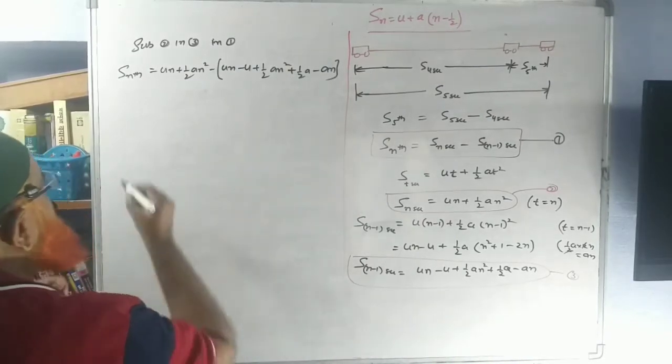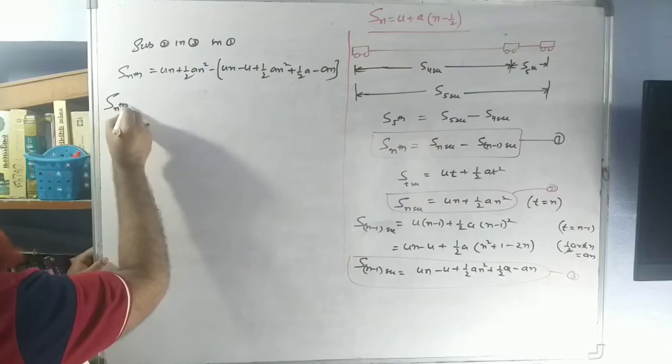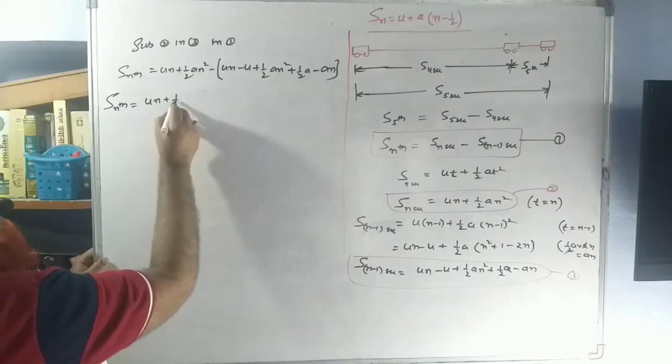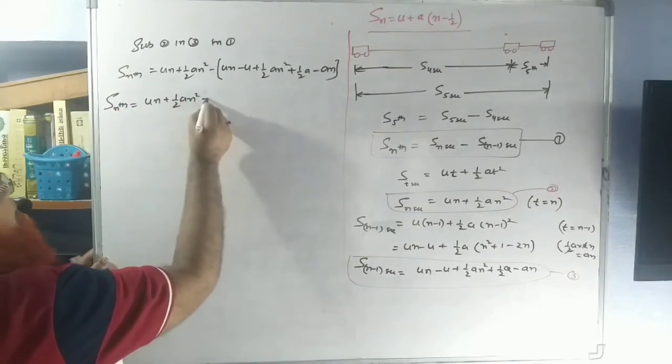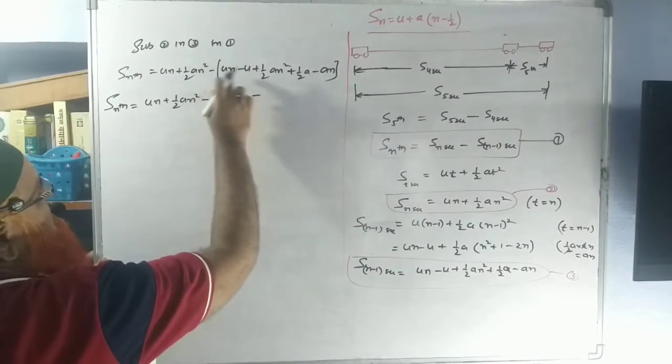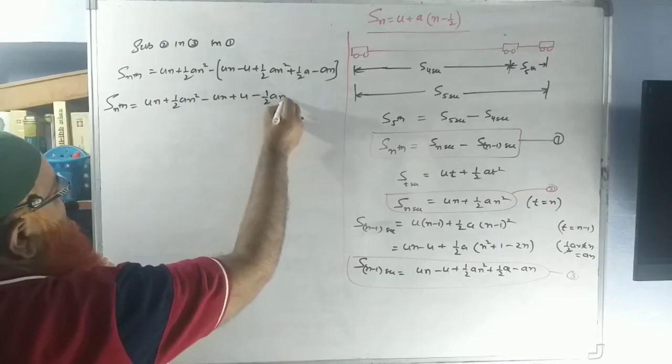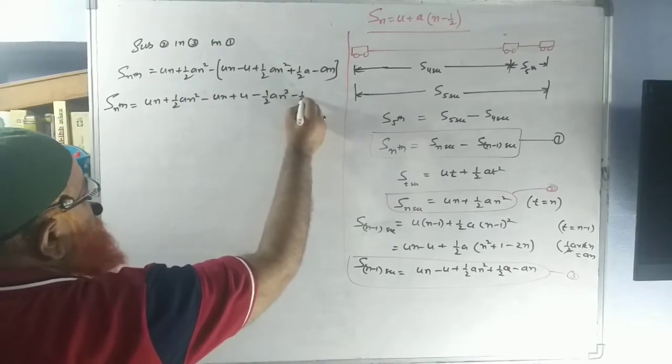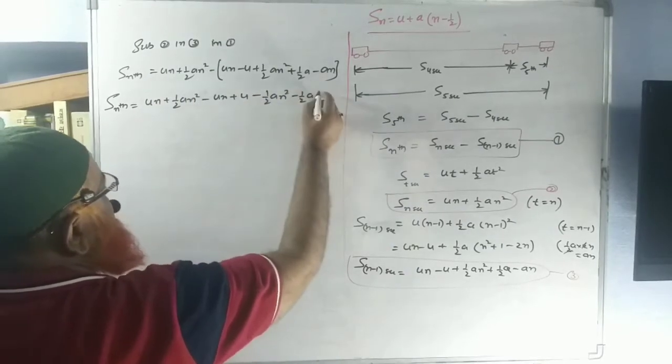So what are you going to do to get the final step? Displacement traveled in nth second is un plus half an square minus, you will write un, minus into minus is plus here, again minus into plus is minus half an square, minus into plus is again minus half a, minus into minus will become plus.